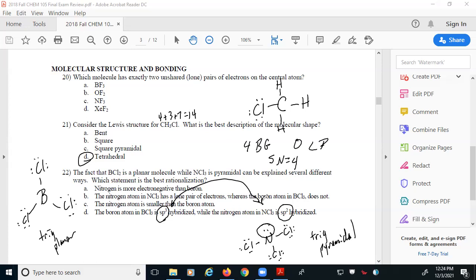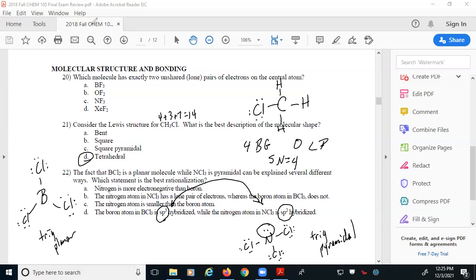Now, one other thing I want you to notice in problems like this, there are usually correct statements that are woven into the distractors here. Nitrogen is more electronegative than boron. Nitrogen is also smaller than boron. Those are true statements. But we know that molecular shape is irrelevant to those 2 particular statements. It has everything to do with the bonding around that atom, the hybridization around that atom, not so much about its electronegativity, not so much about its size. In fact, in that particular case, size really doesn't matter when it comes to molecular shape.